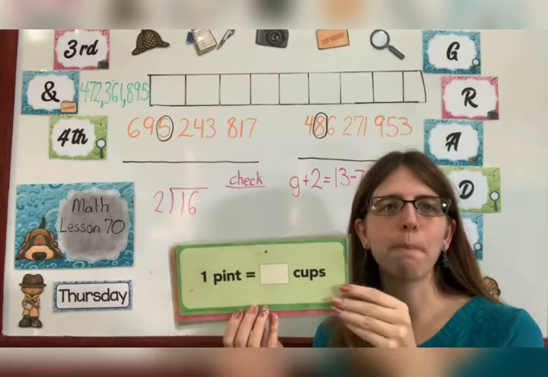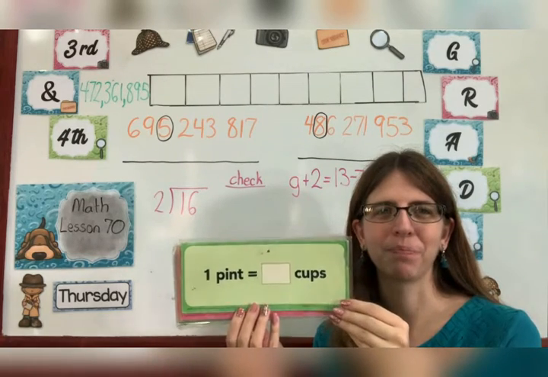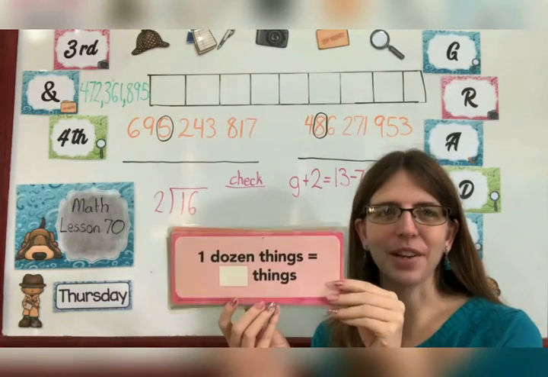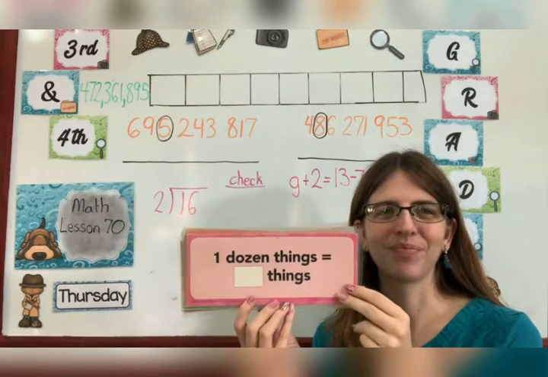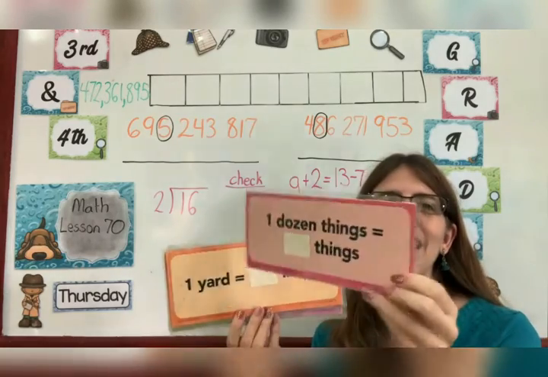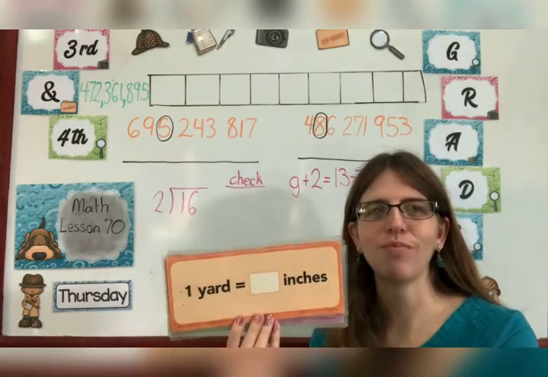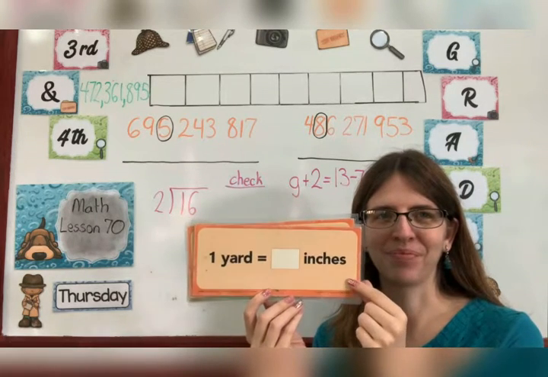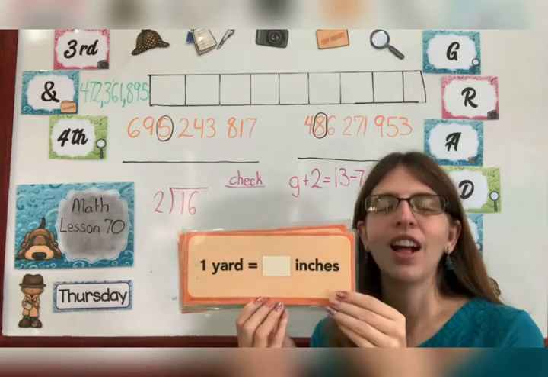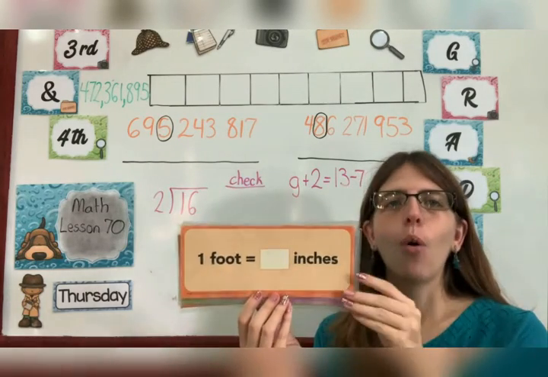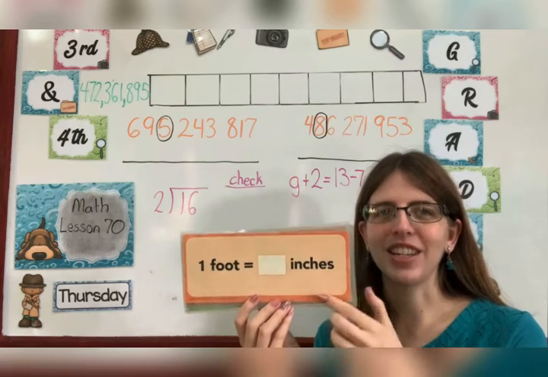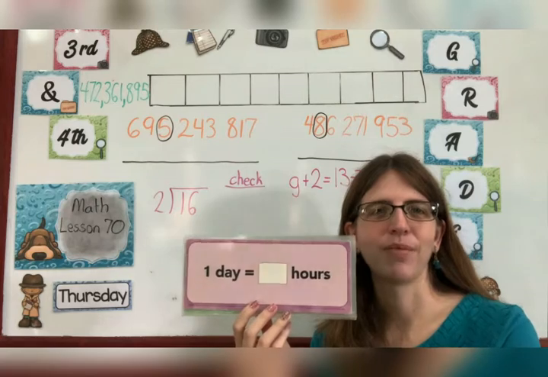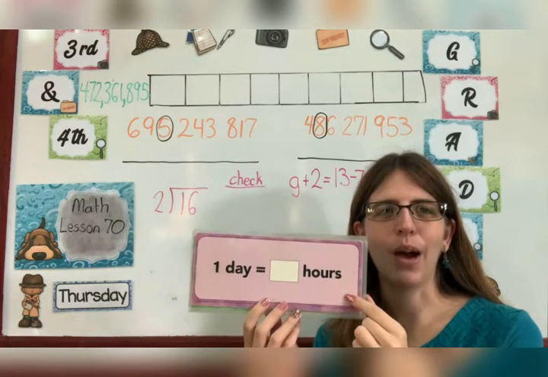60, nice. 1 pint equals how many cups? 2, yes. 1 dozen equals how many things? 12 things, very good. 1 yard equals how many inches? 36 inches. 1 foot equals how many inches? 12 inches. 1 day equals how many hours?